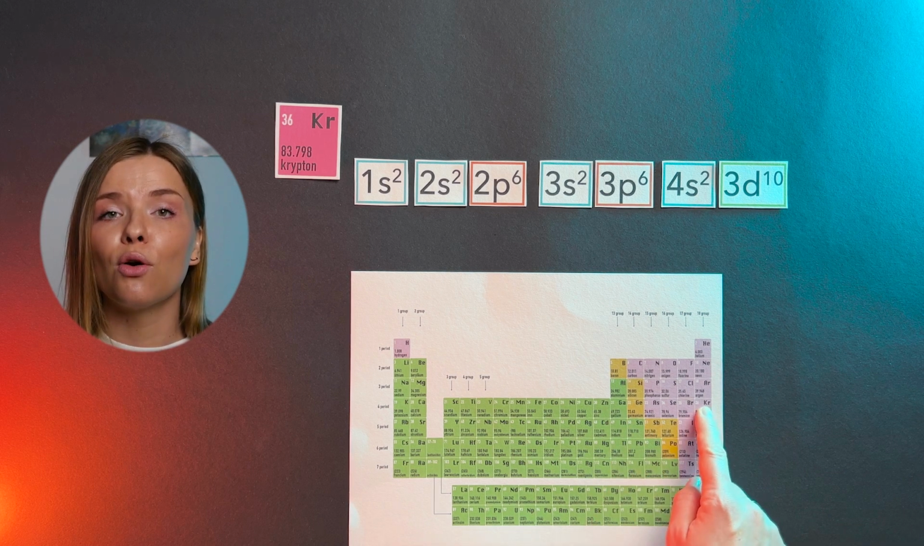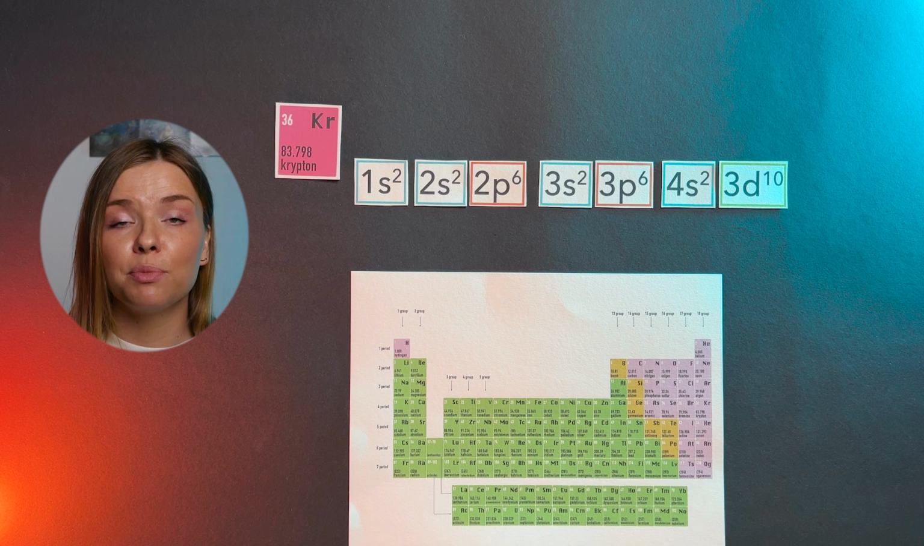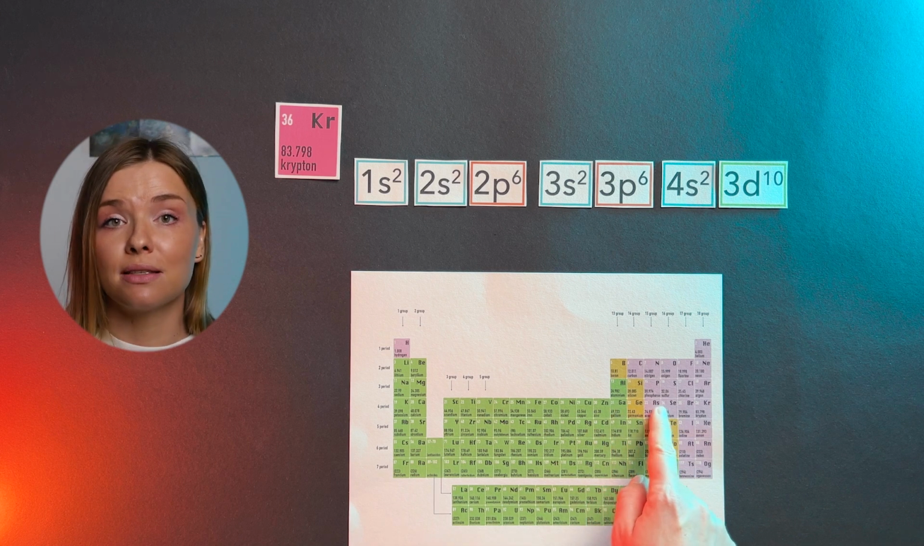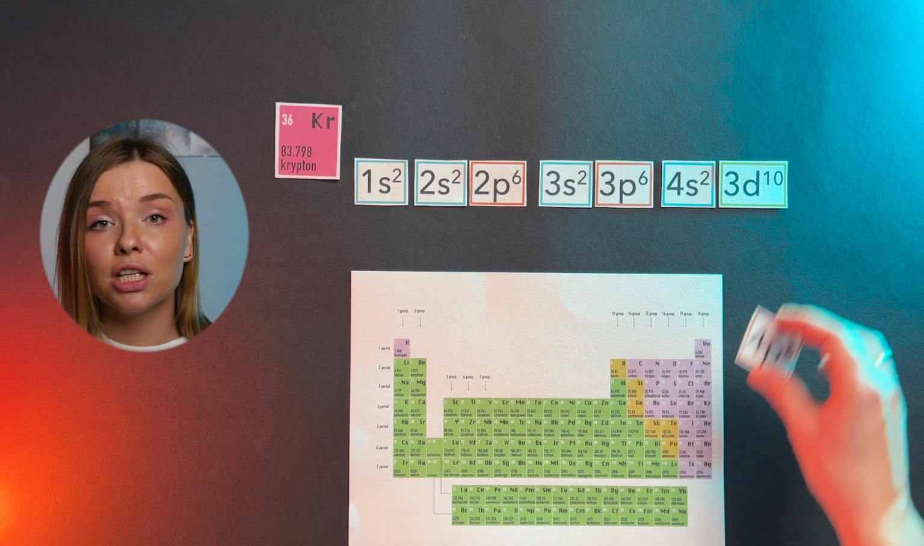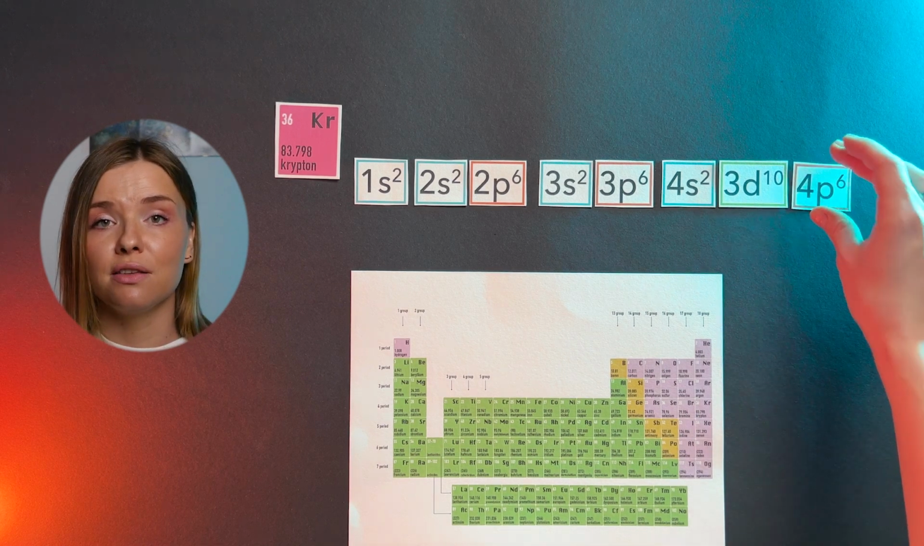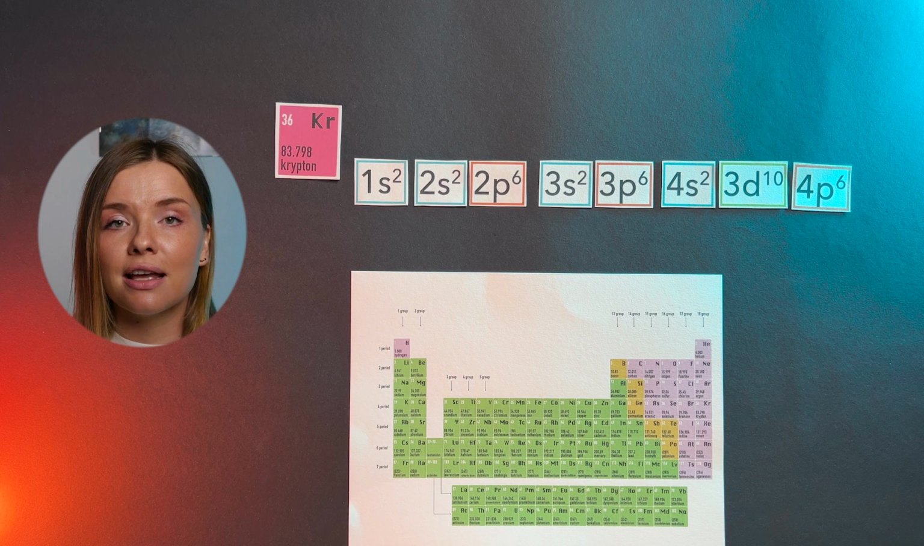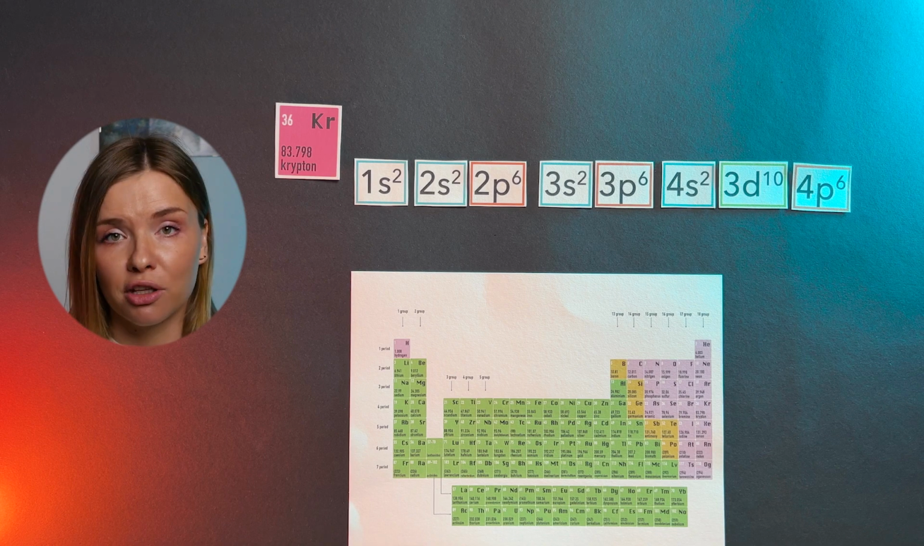Then there is nothing complicated. It is a block of p elements and krypton is the last one with 6 p electrons. Therefore, at the end of the configuration, we write 4p6. This means that krypton has a completely filled valence shell, which is why noble gases rarely undergo chemical reactions.